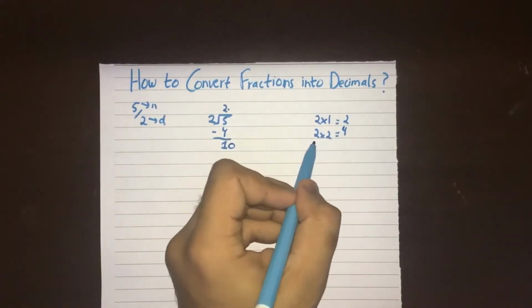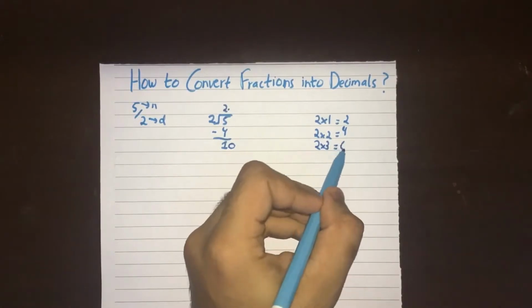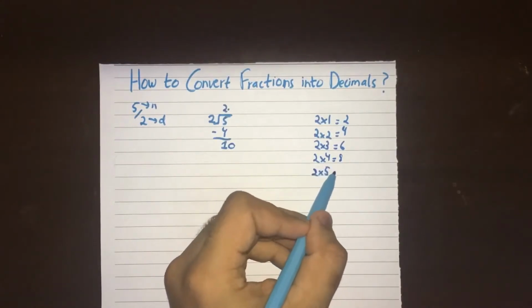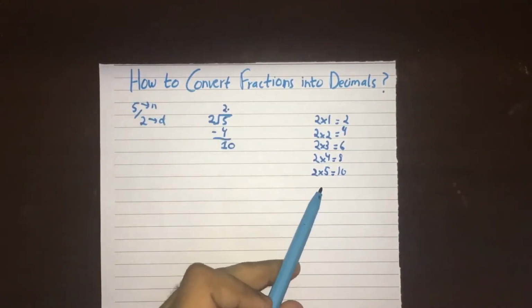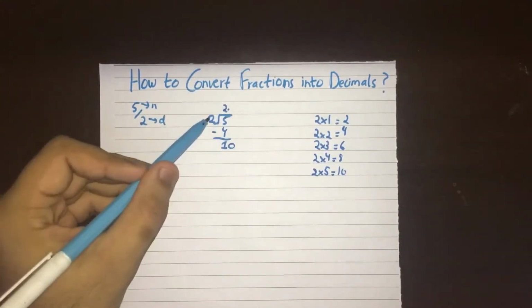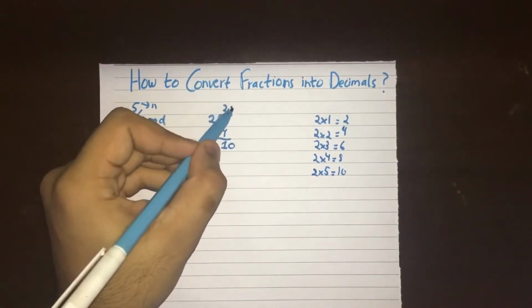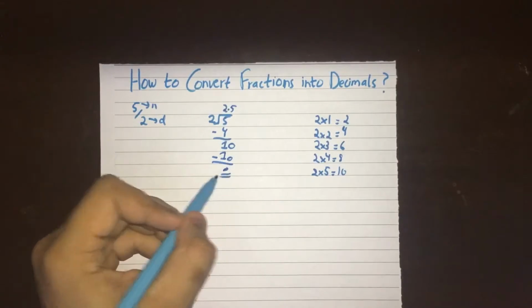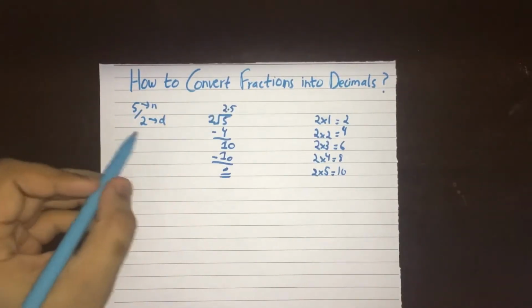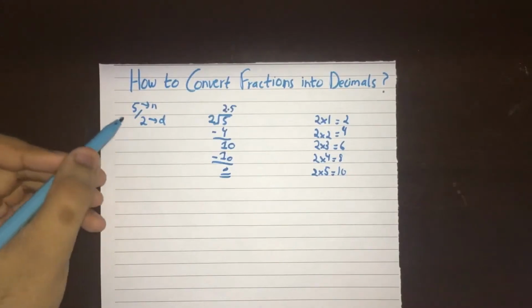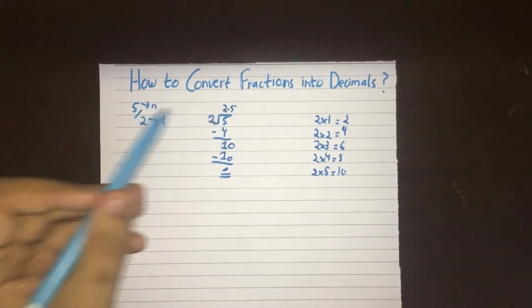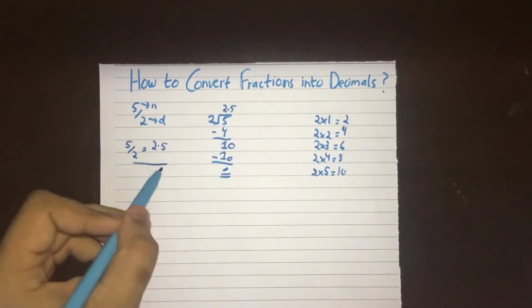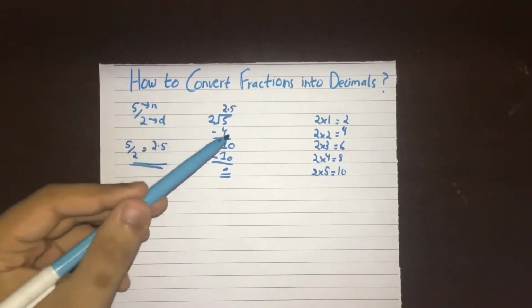So now let's write the table further. 2 into 3 is 6, 2 into 4 is 8, 2 into 5 is 10. So basically we got the exact number. 2 into 5 is 10. So we just simply put here 5 and we put here 10, which would give us remainder 0. So basically now we converted a fraction into a decimal. So this means 5 upon 2 is equal to 2.5. So this is the conversion of fractions into decimals.